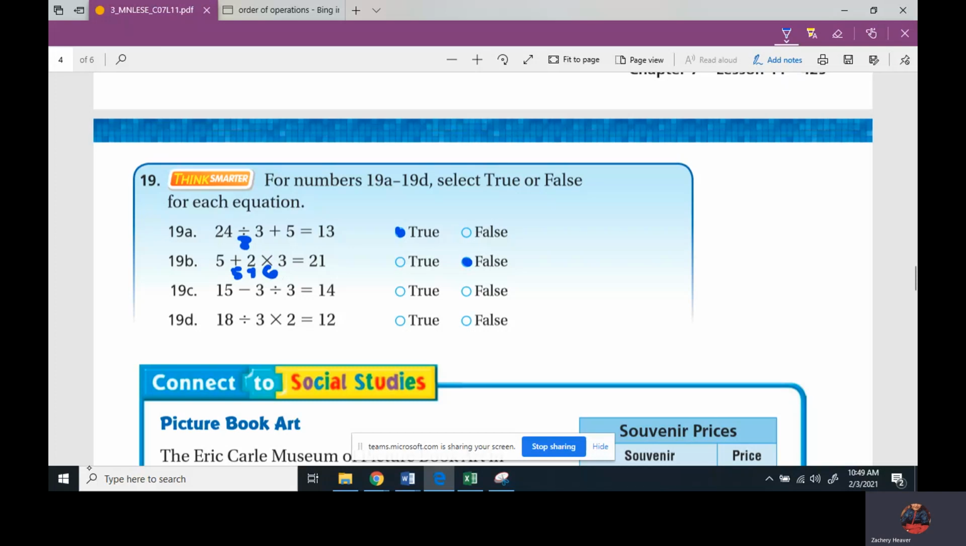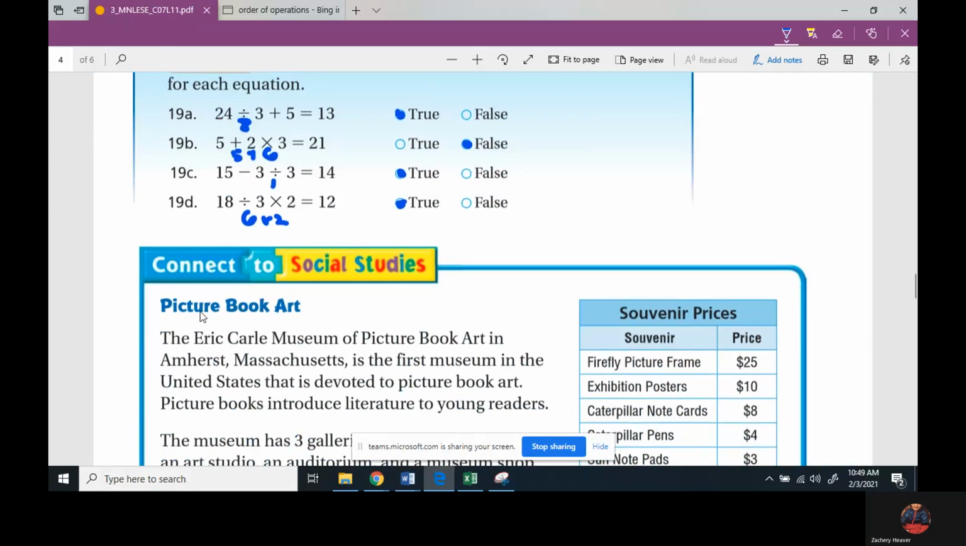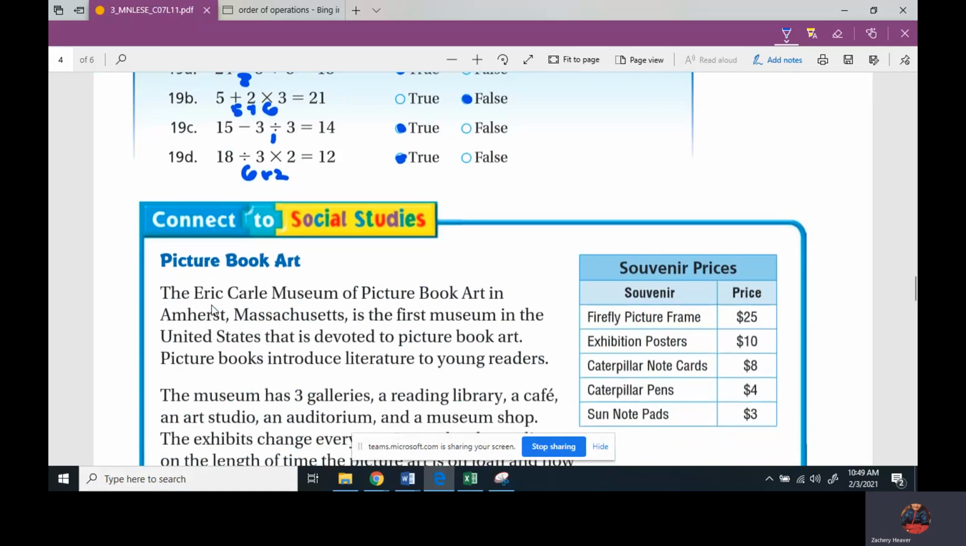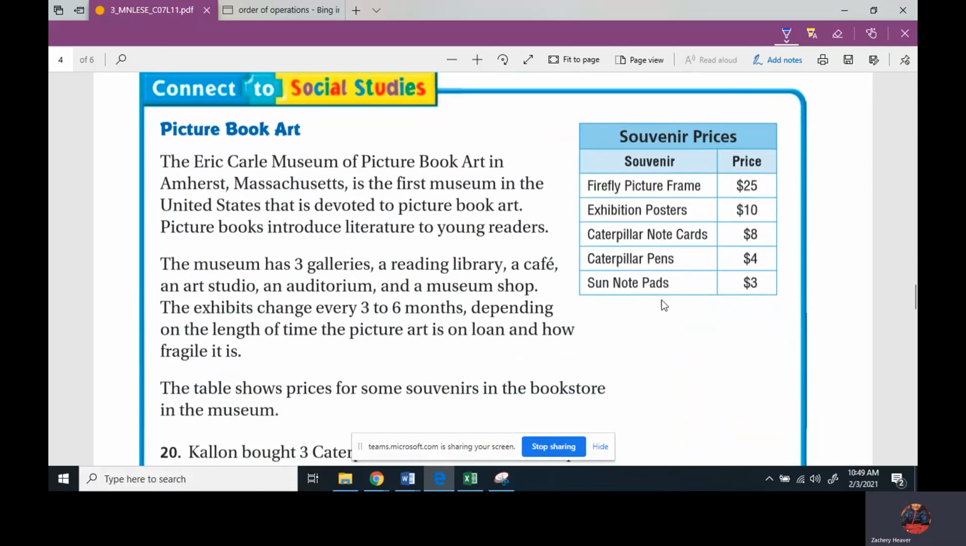3 divided by 3 is 1. 15 minus 1 is 14. That is true. And 3 times 2, oh, we have to do division first. 8 divided by 3 is 6. And 6 times 2 is 12. That is true. True, false, true, true. We're going to use this table now to solve. And then we're going to work on our practice homework.